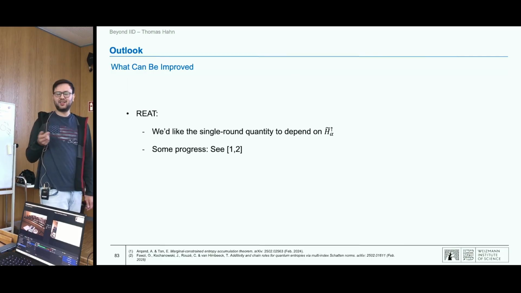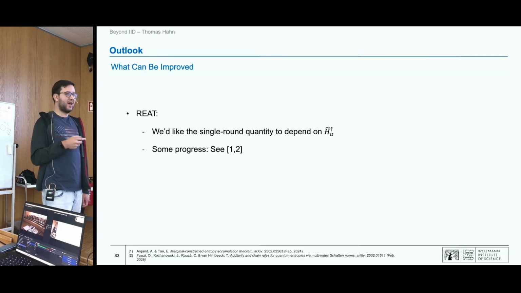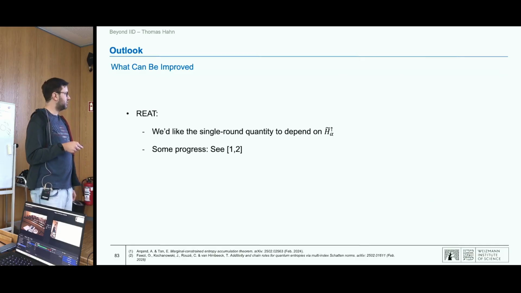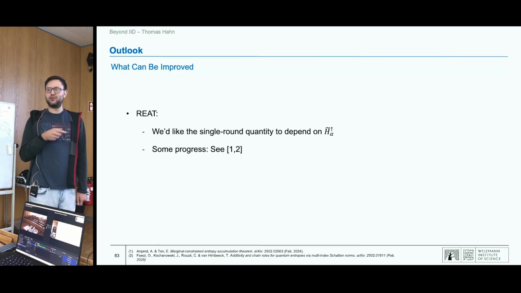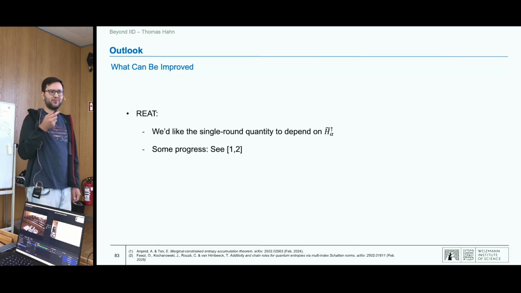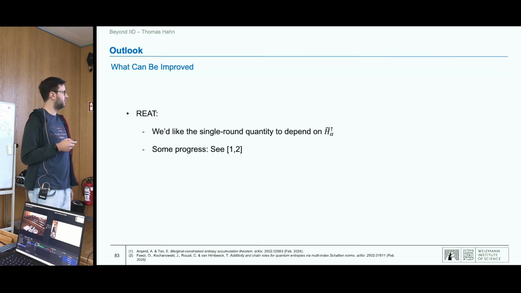Jan talked about this. For device-dependent QKD, you actually do end up with the up arrow quantity, and basically the same chain rule was proven in Amir Khan's work with Ernest Tan in the marginal constraint EAT. So this is a step in the right direction, but it's not yet useful for a fully DI security proof.